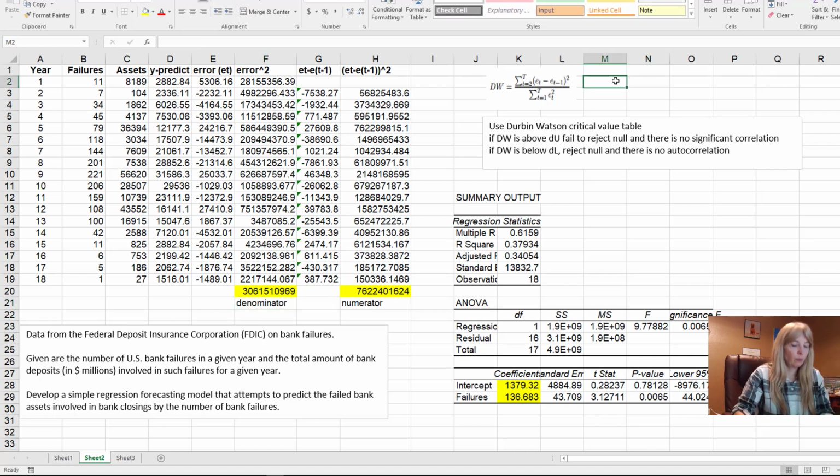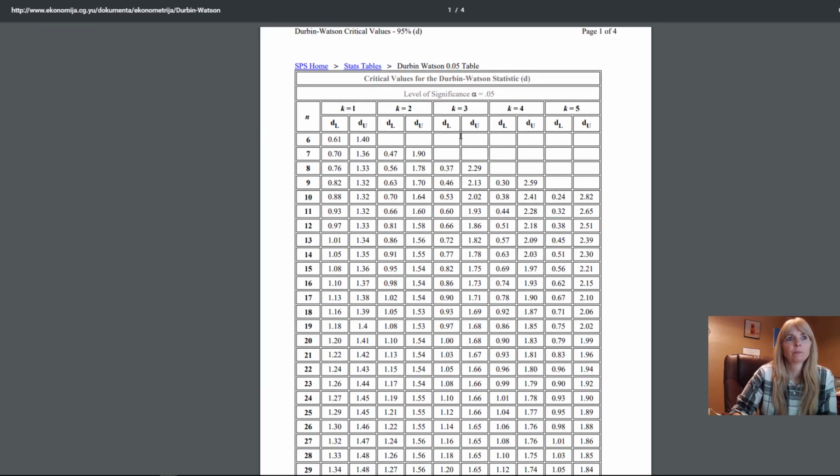So my result then would be my numerator divided by my denominator, and I just hit enter. This value right here is my test statistic, which I'm now going to compare against a table. These tables are in your book. Just be sure you're looking at the right level of significance.